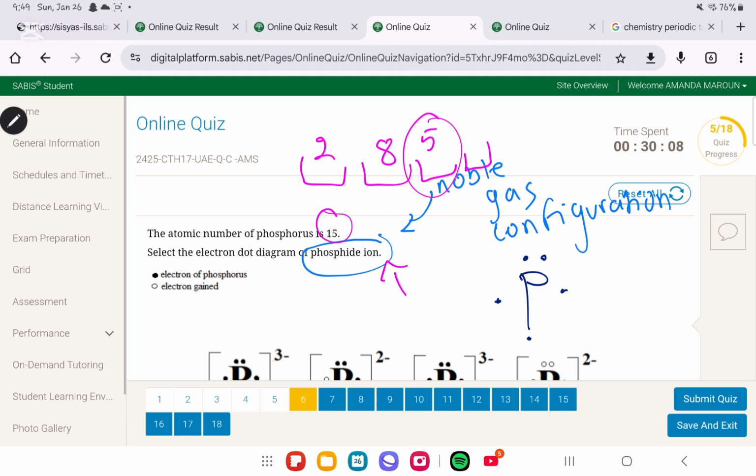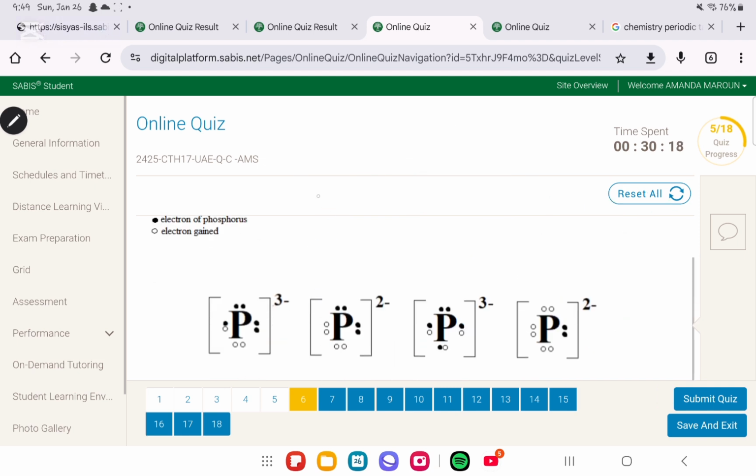But then for it to obtain the electron configuration, it's gonna gain 3 electrons, so it becomes 3 minus, and it has 1, 2, 3. So very simply, it's gonna be this one over here. I'll tell you why now. Because look how this is placed. You cannot place it like this. You should place it like this.